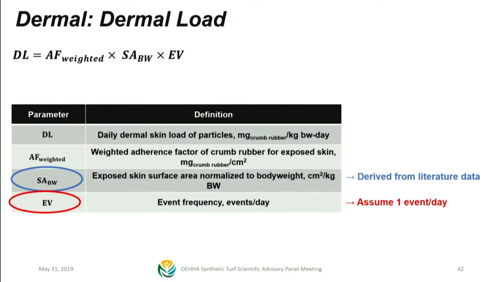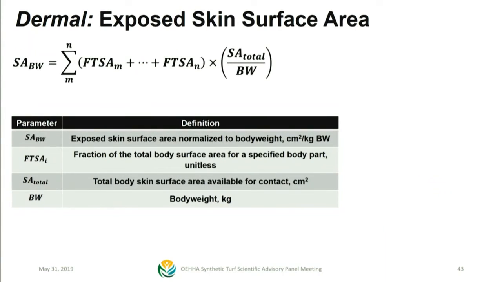The exposed skin surface area, normalized to body weight, is the amount of skin that's available for contact with crumb rubber particles. So this parameter is the sum of the fraction of body area for each exposed body part multiplied by the total body surface area over the body weight. So the fraction of total body surface area will vary with each body part. Fractions may change throughout childhood or through growth and into young adulthood, and they may vary based on age and gender. Values for this parameter were adopted from the EPA Exposure Factors Handbook.